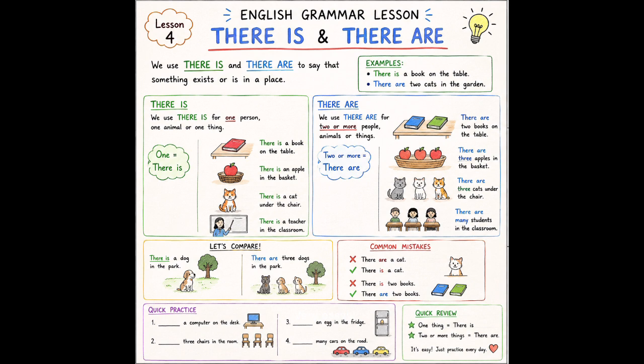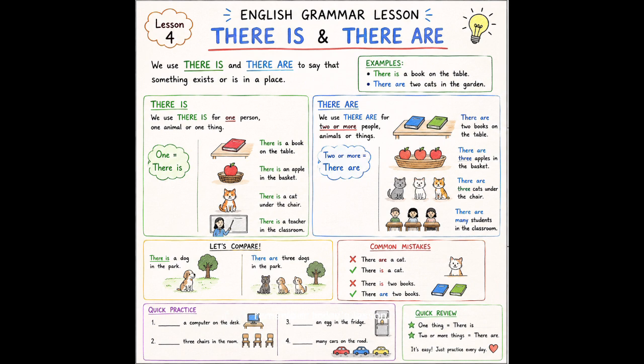Common mistakes. Many beginners make this mistake. There are a book. This is wrong. There is a book. Another mistake. There is 2 cars. This is wrong. There are 2 cars. Always check the noun first. If you see one, use there is. If you see 2 or more, use there are.